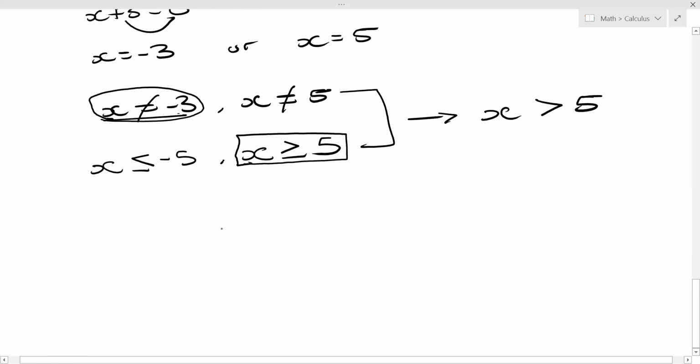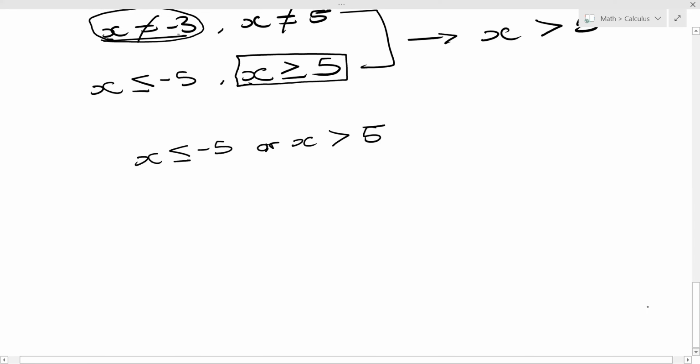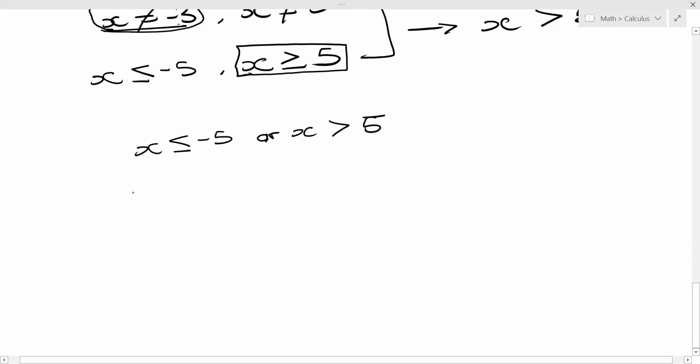Now what we have left is x is less than or equal to -5, and then x is greater than 5. I put all here, and this will be the domain. Okay, x is less than or equal to -5, or x is greater than 5. And if you want to use the bracket notation, you have something like this. This goes from -infinity to -5, which is included, union 5 is not included, and then infinity.